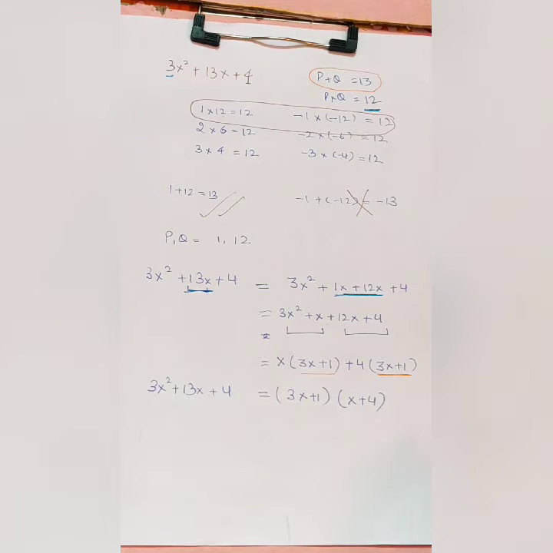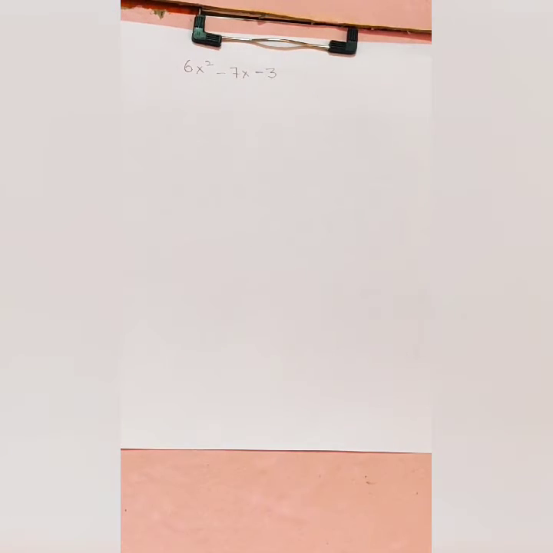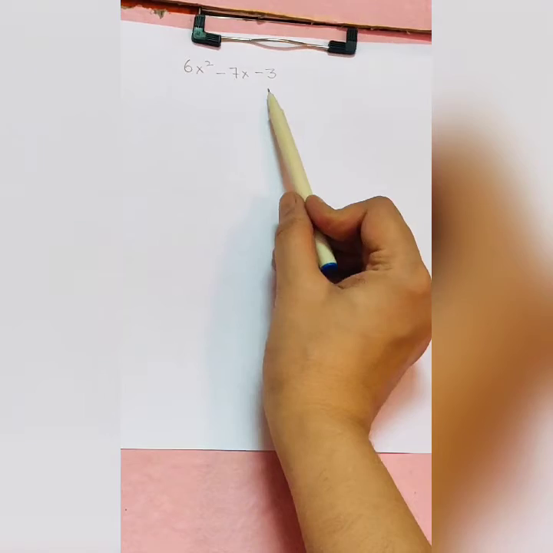Now this polynomial involved all positives, no negative. So we'll see one example which has a minus also, so you know how to deal with that. Let's take another example: 6x square minus 7x minus 3. Here we have two negative coefficients, of x and the constant.